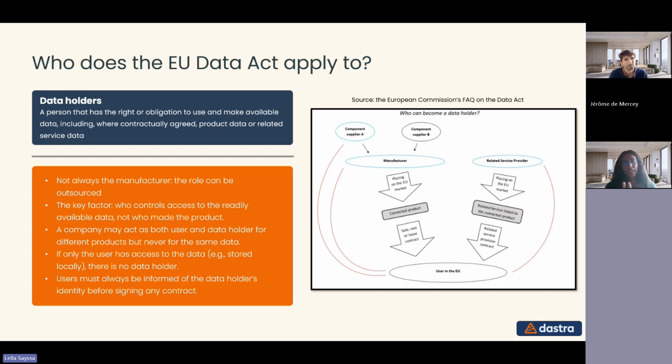Also, a manufacturing company can be both a user and a data holder at the same time. That's important because, let's say, the manufacturer of the health watch is a user of the robots used in their own factory, but is the data holder of the connected watch. It's quite similar to when you can be a controller and a processor at the same time. It's also important to be transparent about your position to your users.